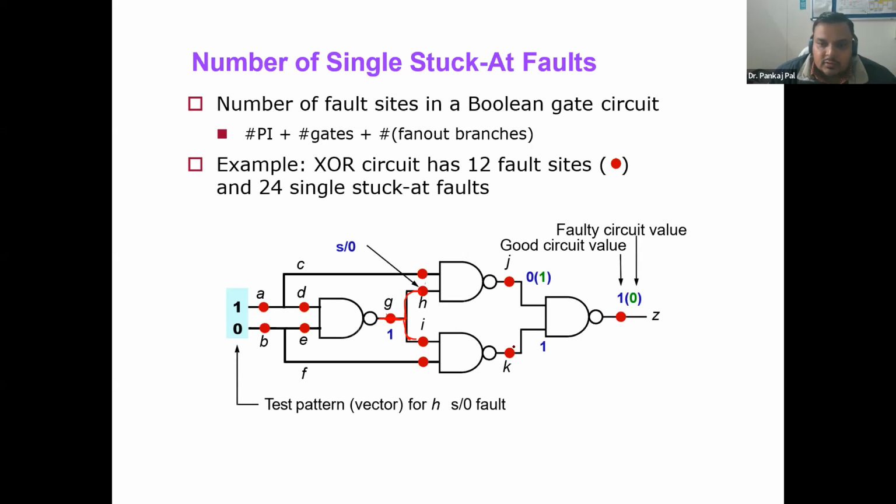Suppose I give you a question asking how many single stuck faults are possible. You just have to count all these lines: 1, 2, 3, 4, 5, 6, 7, 8, 9, 10, 11, 12. The total is 24 possibilities. Although G changes to H and G goes to I, there is a chance that the metal is broken from here, or from here, or from here. So there are several stuck faults, and most of the time we are mainly concerned about the stuck fault.